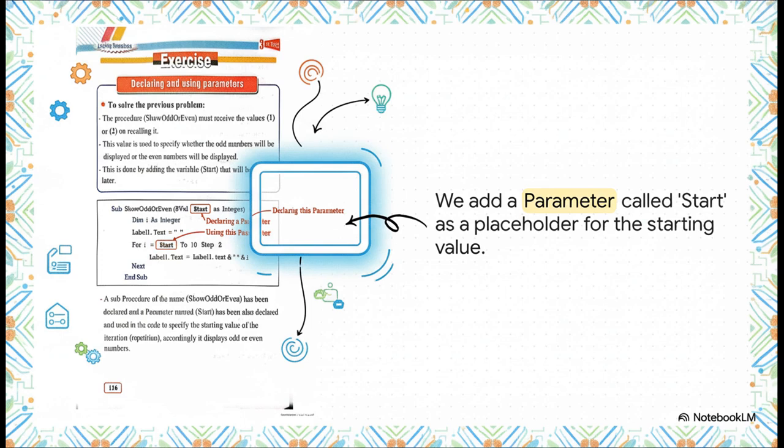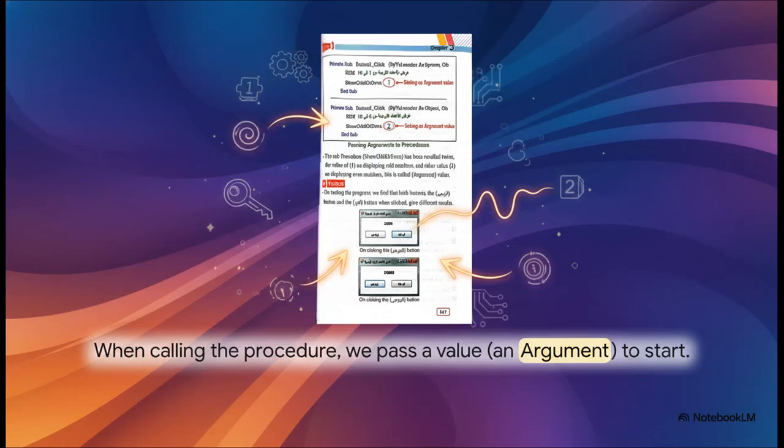Think of this like a blank spot in our recipe that says, you have to tell me what number to start with. It's the procedure saying, hey, I expect you to give me an ingredient when you use me. And here's how we actually use it.